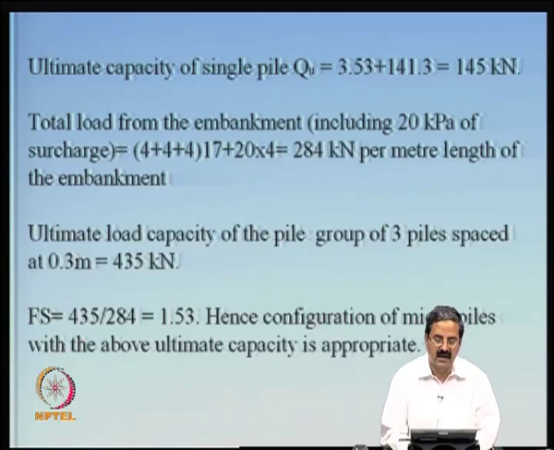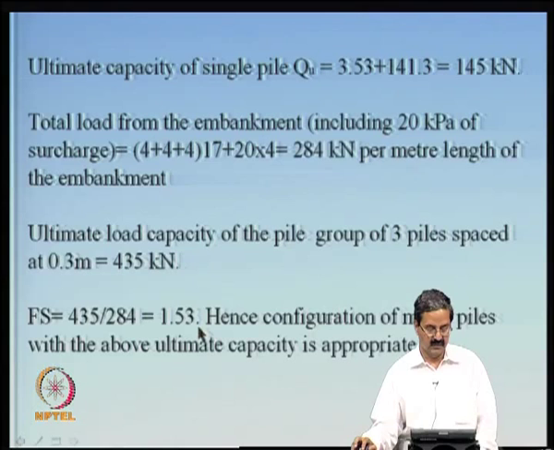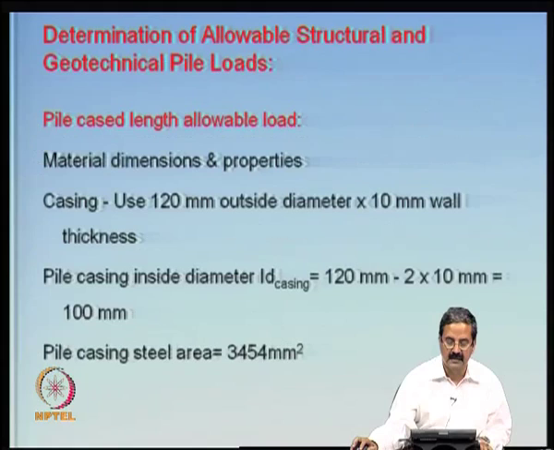So definitely this is the load, and the ultimate capacity of the pile group of 3 piles spaced at 0.3 is 145 into 3, which is 435. And 435 divided by 284 gives a factor of safety of 1.53. Hence, the configuration of micropiles with the above ultimate capacity is appropriate. So, this is a simple statement that one can make.